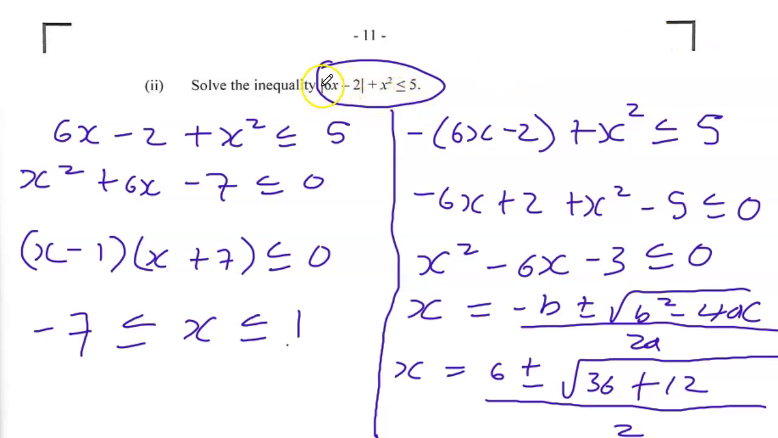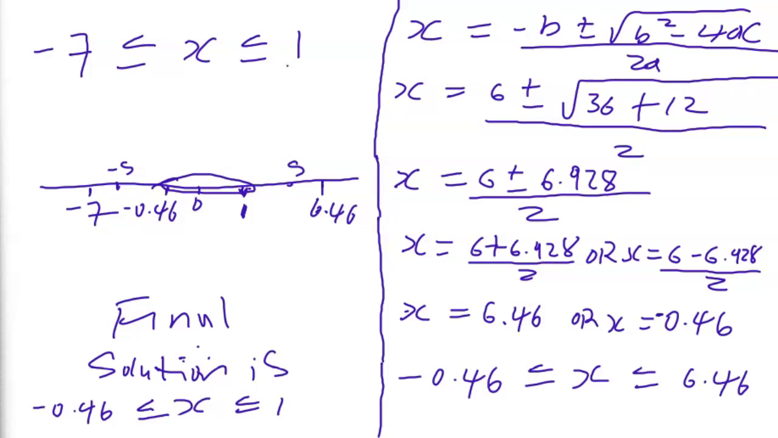If x is 1, 6 times 1, that's 6. Take away 2, that's 4. 4 plus 1 square, that's 5. Is 5 less than or equal to 5? Yes. If x is 0, 6 times 0 is 0. So you're left with negative 2. The modulus of negative 2 is positive 2. Plus 0 square, which will be 0. Is that less than or equal to 5? Yes, it is. Alright, so these values you can always check them. So the only solutions that will work would be the x values which are less than or equal to 1, greater than or equal to minus 0.46. These values will satisfy the inequality, certainly.